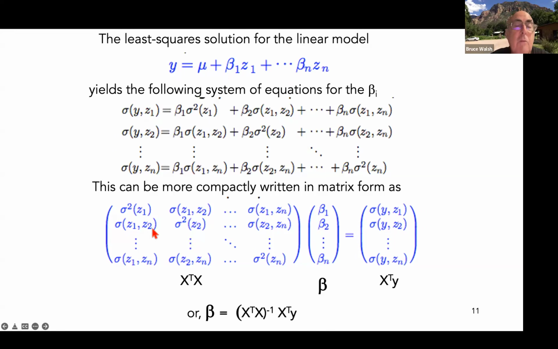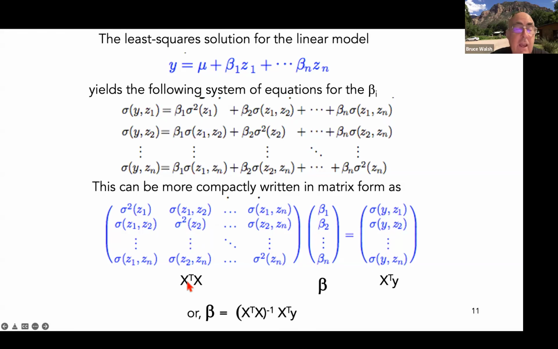Why? It's a square matrix. It's n by n. On the diagonal, variance of trait 1, variance of trait 2, variance of trait n. So variances are on the diagonal. On the off diagonal are all the covariances. So we know those. Betas, these are the weights we're trying to estimate. And here we have the covariance of y with z1, y with z2. Again, that's something we know.